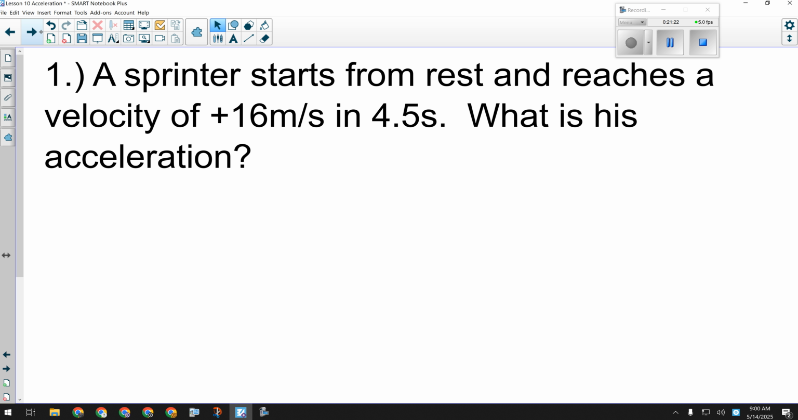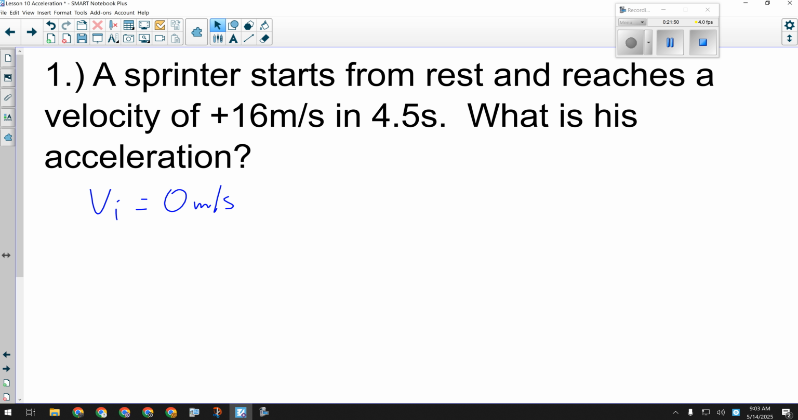Copy this one down, inspired by your track meet yesterday. Copy this one down and write down your givens, and then we'll walk through it together. So let's look at this one. The sprinter starts from rest. What did they tell me? Right. Zero initial velocity. So VI equals 0 meters per second.